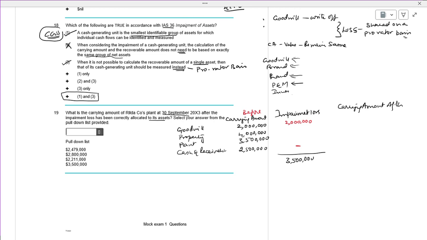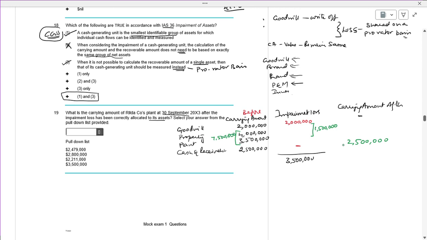Now here the carrying amount of goodwill is nothing. Already you have deducted the loss in full. Here the amount will remain the same, 2.5. Current assets value will never change. How much is the balance? The balance is 1.5. The total is 7.5 million.